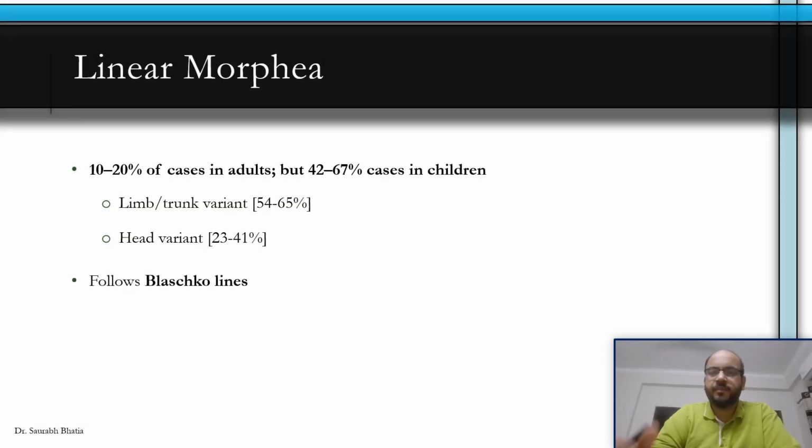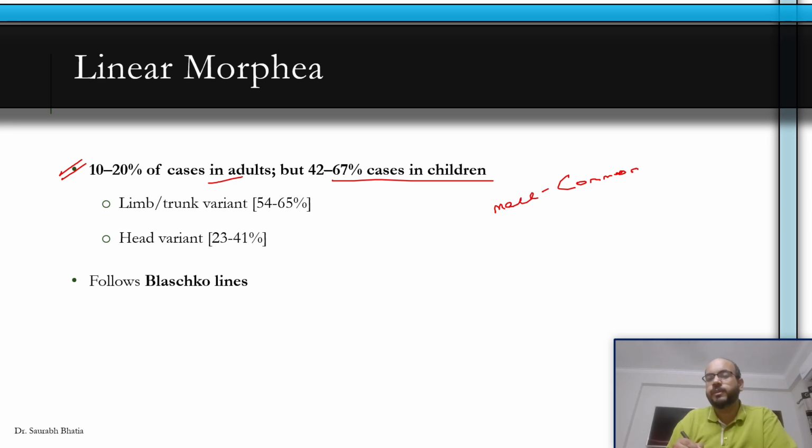Okay, so in the previous slides we have discussed the generalized form of morphea and the localized circumscribed plaque form of morphea, and these are the major subtypes that you see. Now the other major clinical subtype of morphea is linear morphea. So let's discuss the linear involvement or the Blaschkoid involvement of morphea. In linear morphea, about 10 to 20% of the cases are seen in adults, but in the pediatric age group, it rises rapidly to 42 to 67%. And that is why we told you previously that the linear variant is more common in the pediatric age group.